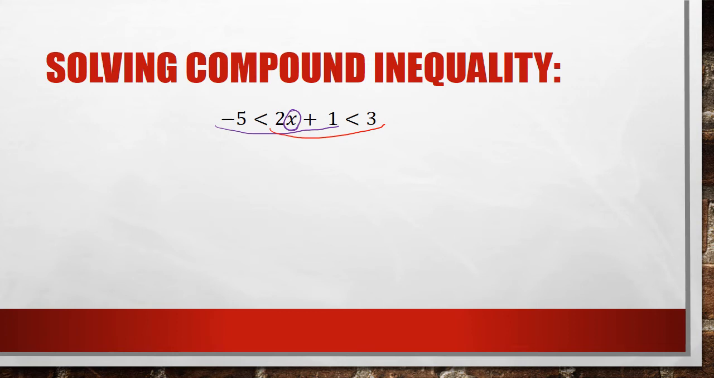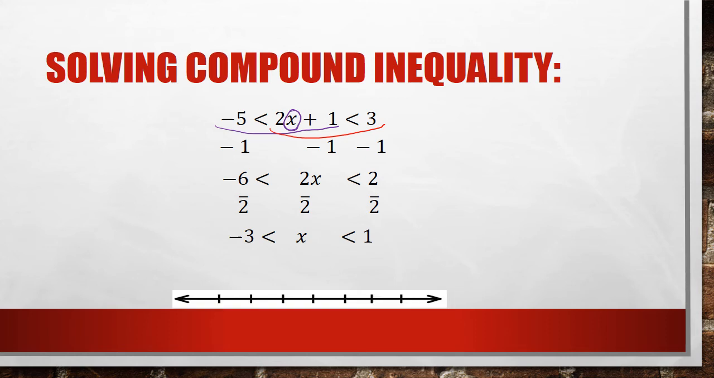So to isolate the x by itself in this example, I have to get rid of 1. That's why I'm going to subtract 1 from all sides. So I'm going to end up with negative 6 less than 2x less than 2. Now, to isolate the x, I need to divide by 2, which means I need to divide all sides by 2. And when I divide all sides by 2, I end up with negative 3 less than x less than 1.